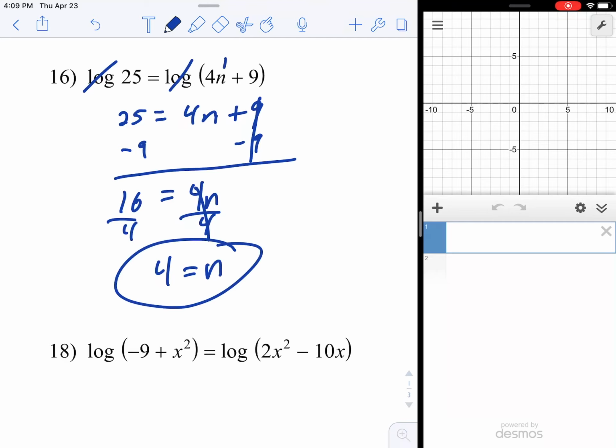We should plug it back in and double check. 4 times 4 is 16. 16 plus 9 is 25. You get a 25 over here. It works out just fine.